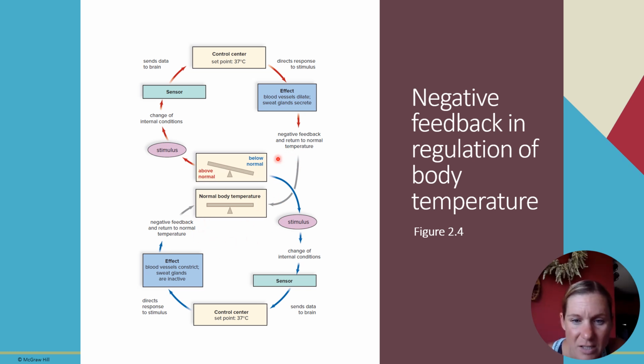Okay, here you can see on this side what happens when body temp gets too low. If body temp dips down, if it's cold out, that's going to cause activation of those thermoreceptors, and they're going to send a signal to that control center. That's going to cause the blood vessels to constrict. It causes the sweat glands to become inactive, and that will allow us to return back to normal body temperature.